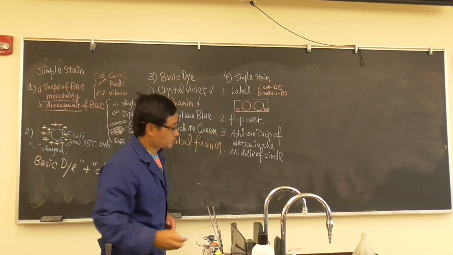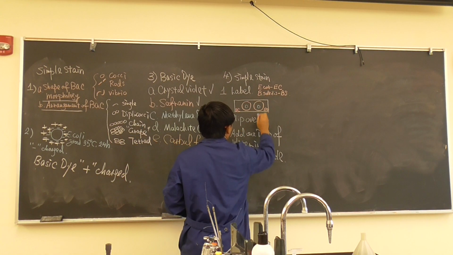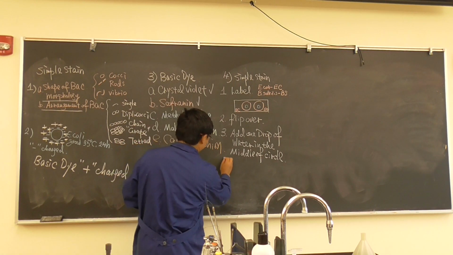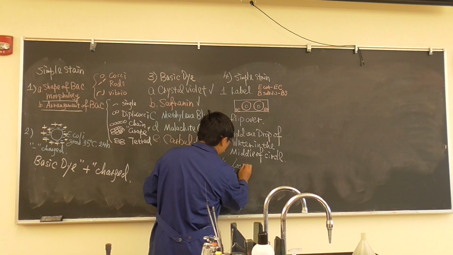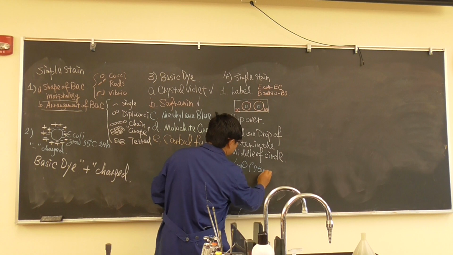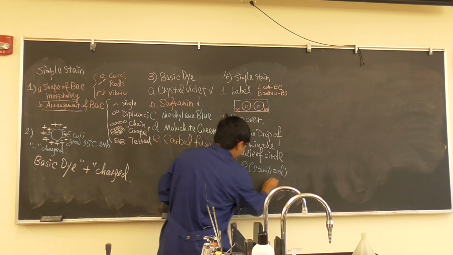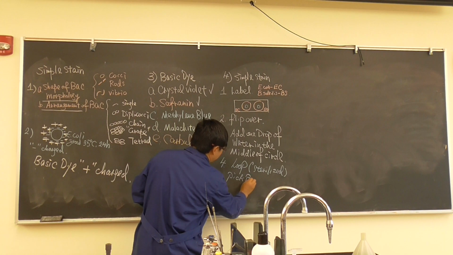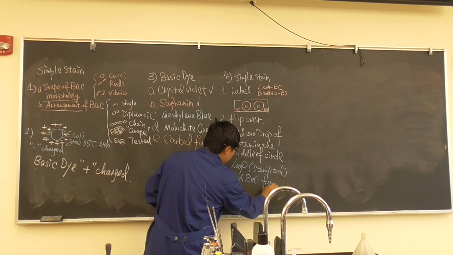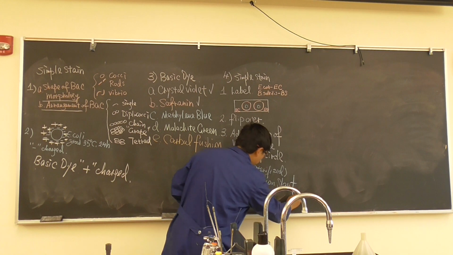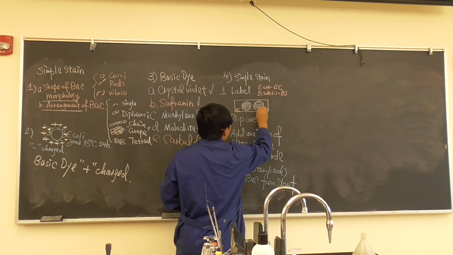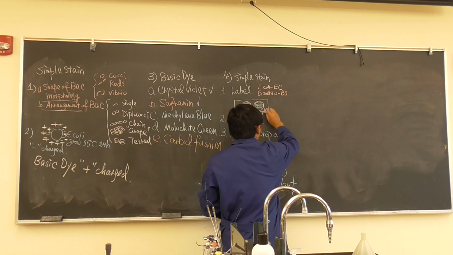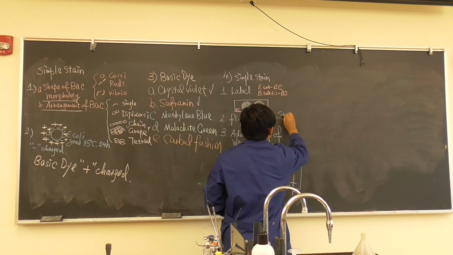So a big drop of water. Okay, a big drop of water. Then what do you do? This is the key. You're going to use a loop. This loop is also sterilized, to pick bacteria from the slant, and then you mix it with this water. This whole thing we call smear preparation.